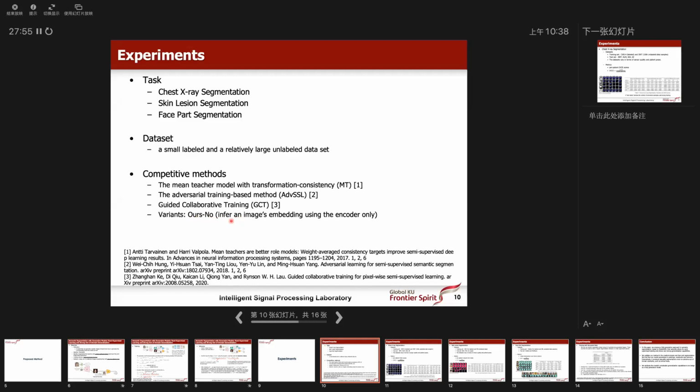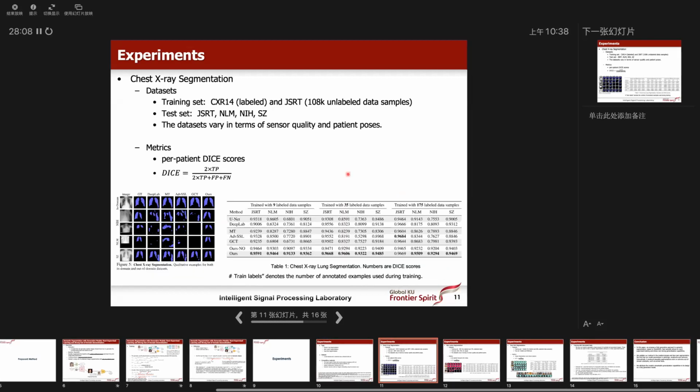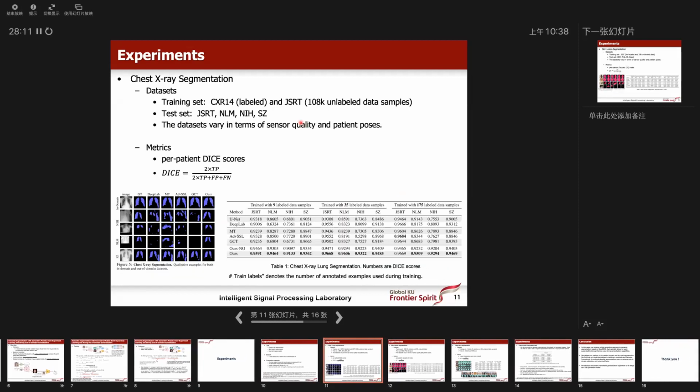It represents inferring an image embedding using the encoder only, and doesn't do the inversion optimization. The first task is chest X-ray segmentation. The training set is CXR14, which is labeled, and JSRT, which is unlabeled data. The test set includes the test set of JSRT and 3 other medical datasets.